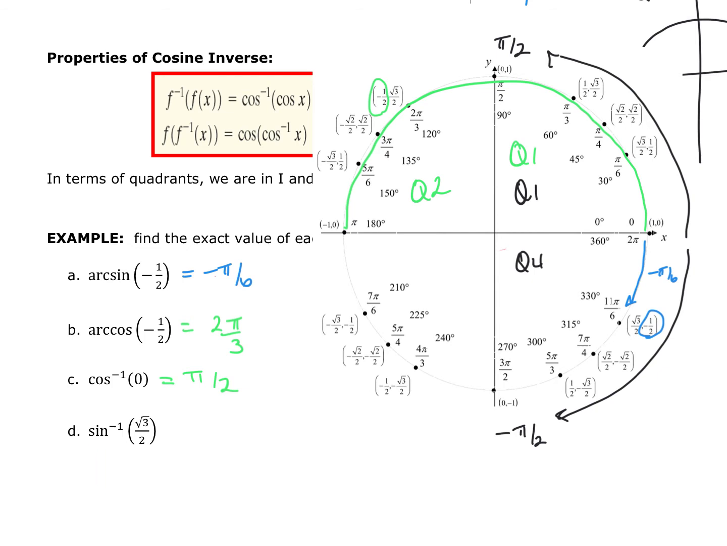Now I'm going to look for the sine inverse of square root of 3 over 2. So square root of 3 over 2 is positive in this quadrant, and I'm looking for the square root of 3 over 2 for the y value. So we know that that's pi over 3.